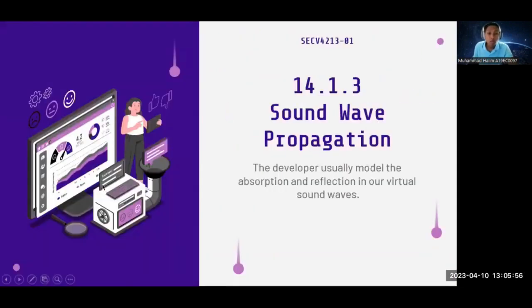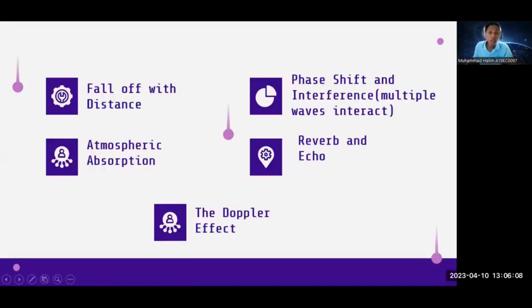For sound wave propagation, developers usually model the absorption and reflection in our virtual sound wave. There are actually 5 models of absorption and reflection: fall off with distance, atmospheric absorption, phase shift and interference, which is a multiple wave interaction, reverb and echo, and lastly the Doppler effect.